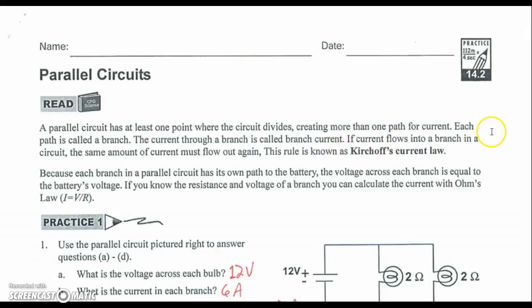If current flows into a branch in a circuit, the same amount of current flows out again. This rule is known as Kirchhoff's law. Because each branch in a parallel circuit has its own path to the battery, the voltage across each branch is equal to the battery's voltage. So if you know the resistance and voltage of the branch, you can calculate the current with Ohm's law, where current is going to be voltage divided by resistance.